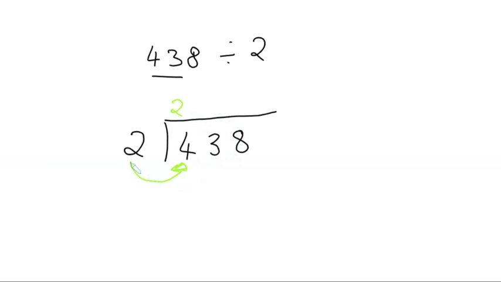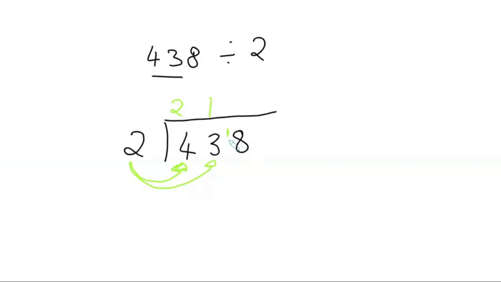The next bit, how many times does 2 go into 3? We know that 2 can go into 3 only once, okay? So we pop our 1 up here, but there's a remainder. How many remainders do we have? We only have 1 remainder.